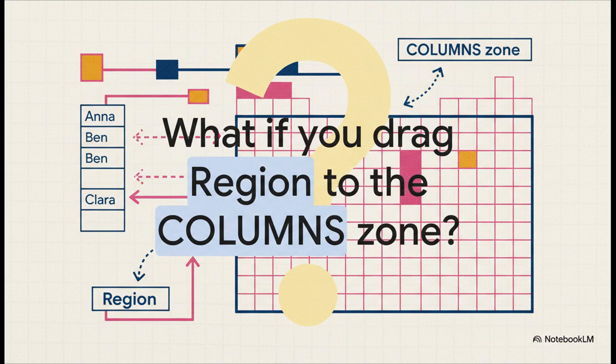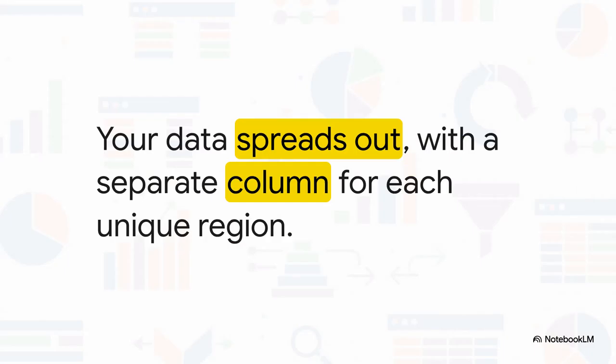Okay, the structure is already taking shape. We've got our salespeople listed down the side. Now, what do you think is going to happen when we take that region field and drop it into the column zone? You got it. The table immediately expands sideways. Now you've got a column for the East region, the West, and so on. We've just built the entire framework, a grid showing all our salespeople against all the regions. But it's empty.